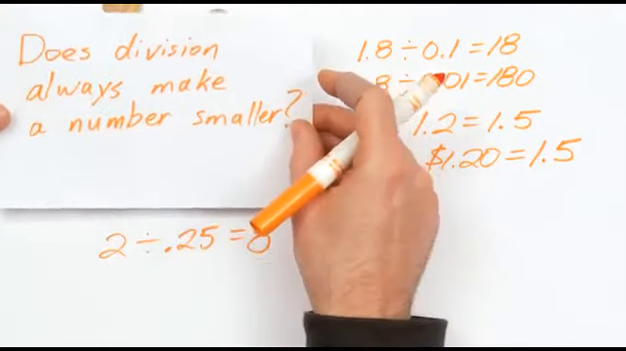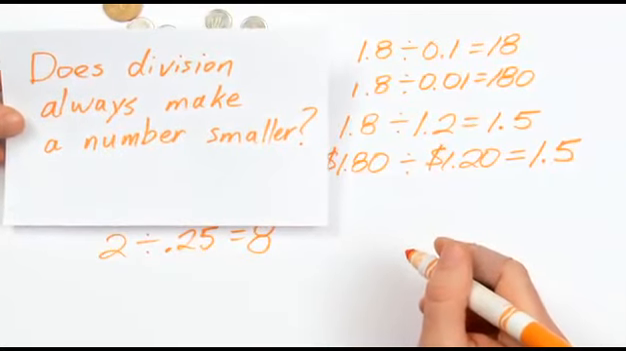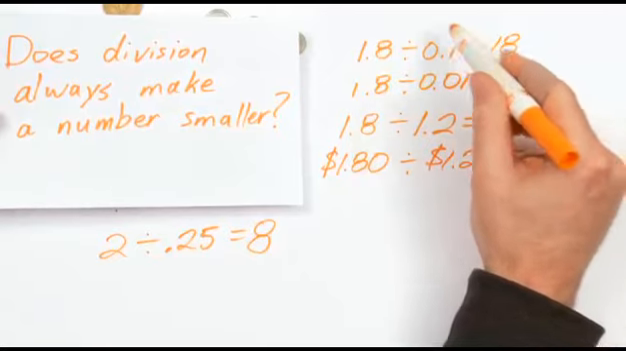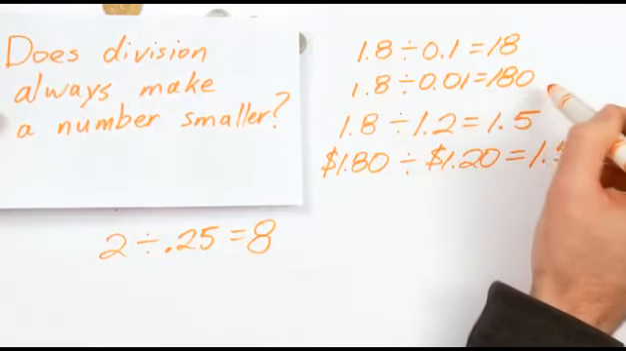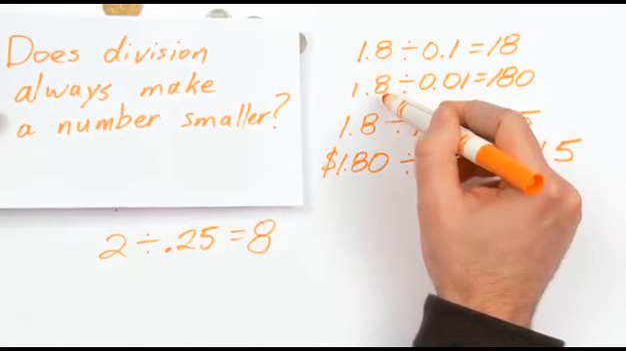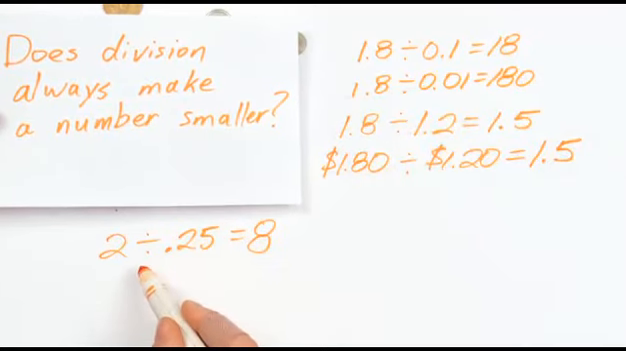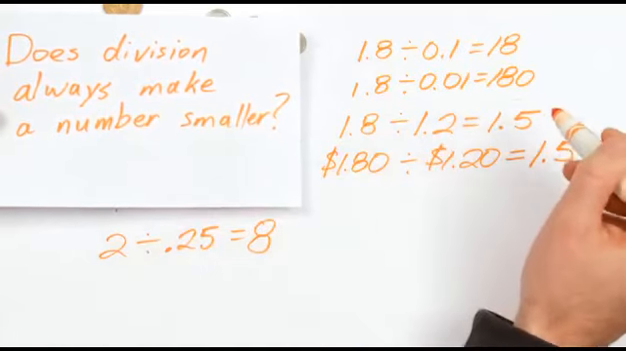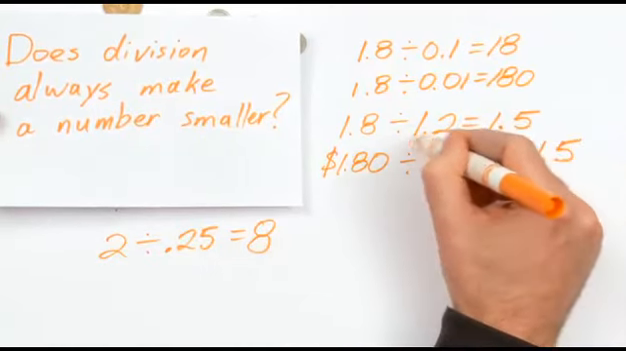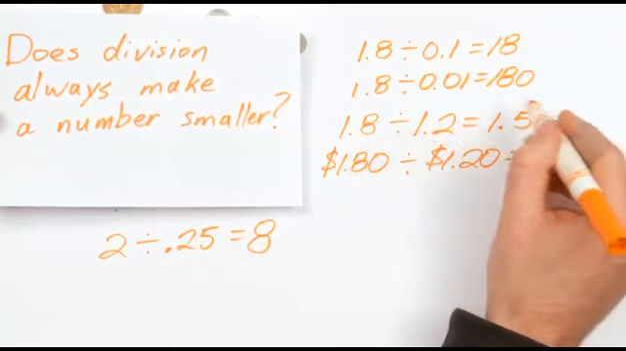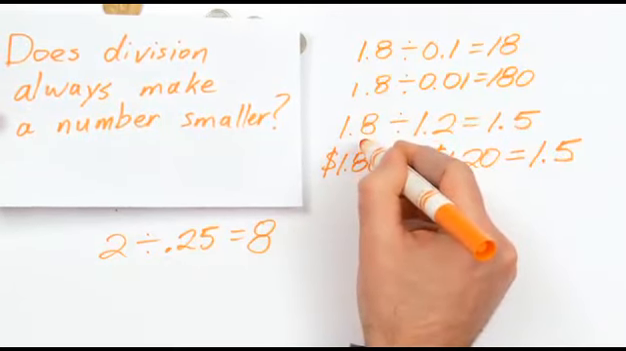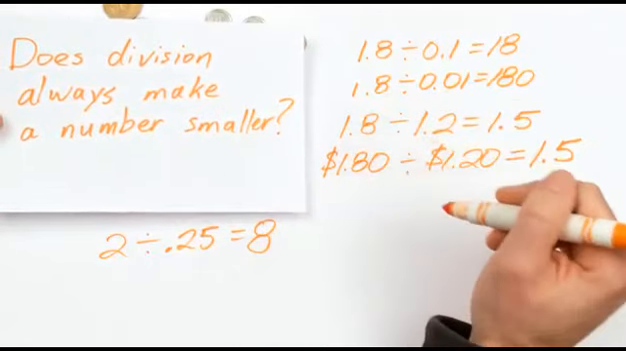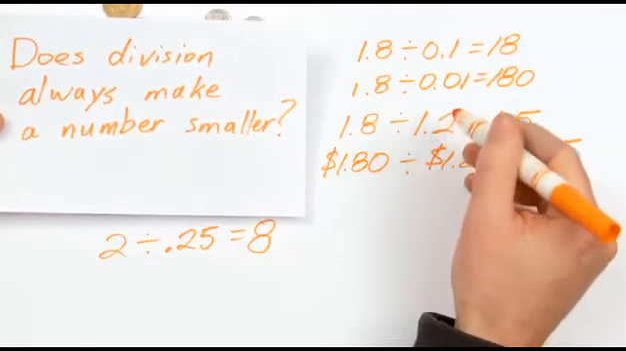So back to our original question. Does division always make a number smaller? No. When we divided by a number between 0 and 1, like we did up here, the answer was greater than the number we divided into. And it happened down here with the chocolate bars too. The number was greater than the number we divided. But over here, when we divided by a number that was greater than 1, the answer was less than what we started with. And I guess that really makes sense. When you take something and divide it into smaller parts, less than a whole, you end up with more of them.